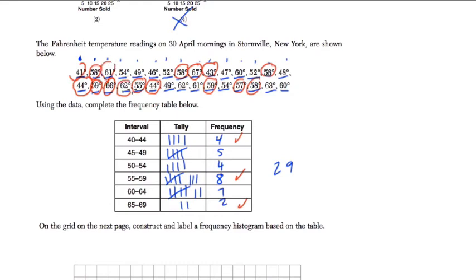60 through 64. 1, 2, 3, 4, 5, 6, 7. Jeez. 50 through 54. 1, 2, 3, 4. Must be the last one. 1, 2, 3, 4, 5. Oh, I must have added it wrong. Oh, that's embarrassing. Okay. 9 plus 4 is 13, plus 8 is 21, plus 9 is 30. Oh, yes, that's 30. Okay, now I have 1 minute to do this.